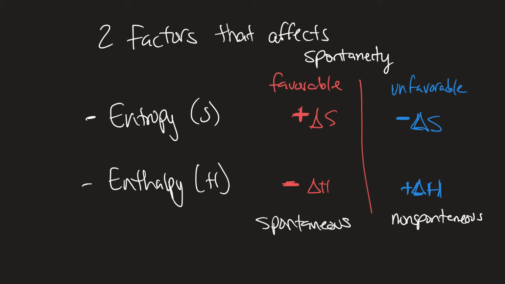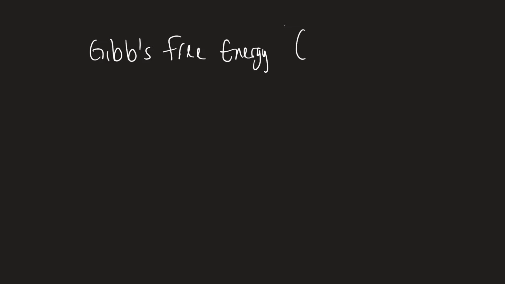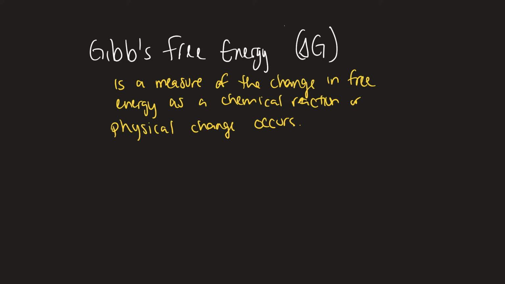So how do we know in what scenarios it can be spontaneous, and in what scenarios, even if this is the case, it may not be spontaneous? We figure this out through a measure we call Gibbs free energy, in other words, G, or delta G. Gibbs free energy is a measure of the change in free energy as a chemical reaction or a physical change occurs.